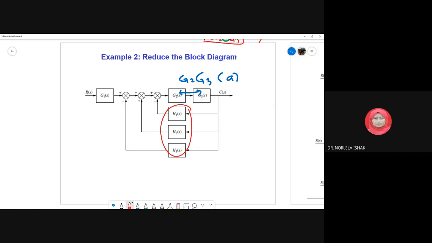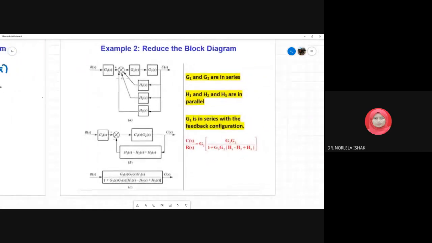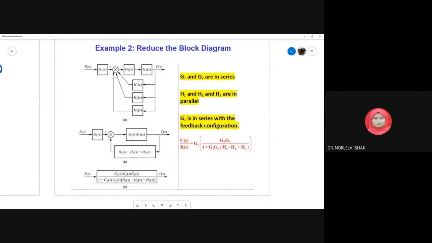You can parallel three blocks, H1, H2, H3. We can solve it with the second method. See this example, how I solve H1, H2, H3 using parallel connection. First we do in series. This is our step 1. We cascade this one. Instead of doing three times of feedback, we can parallel H1, H2, H3. So we can get this one. Class, step number 2.